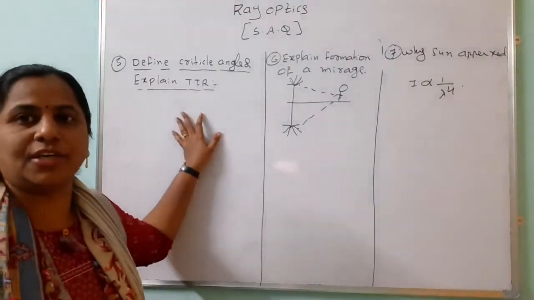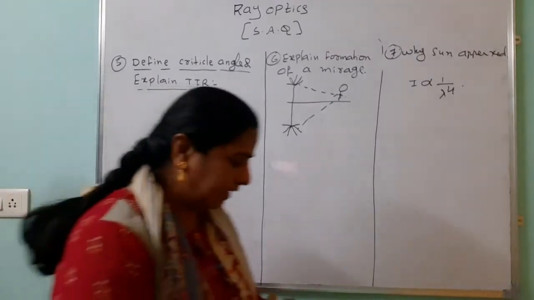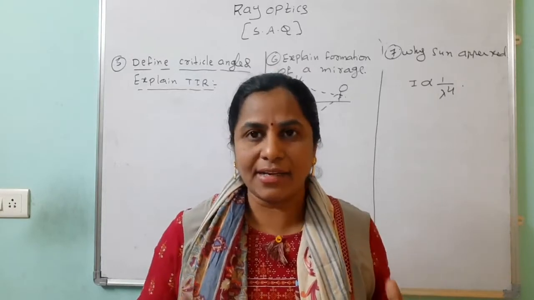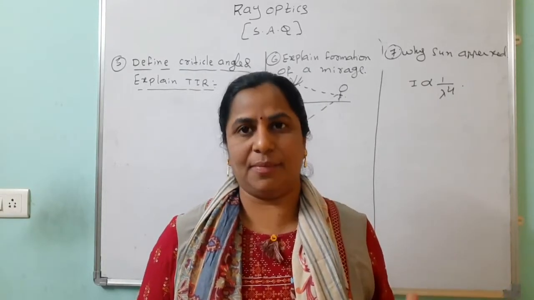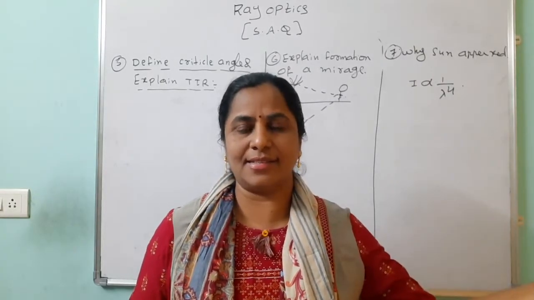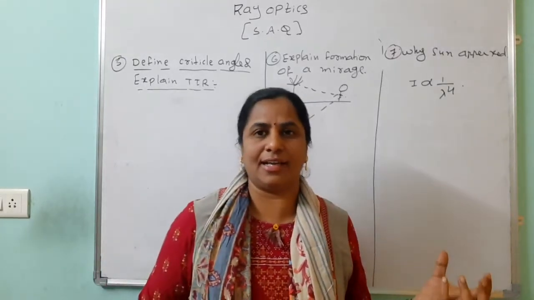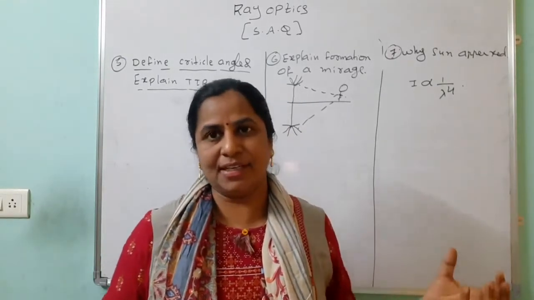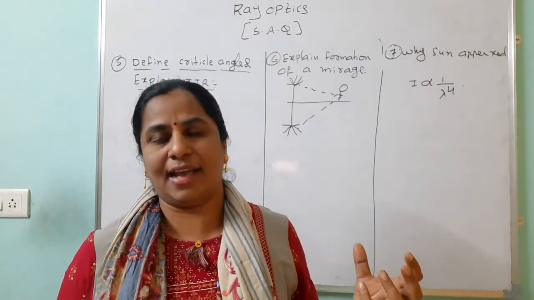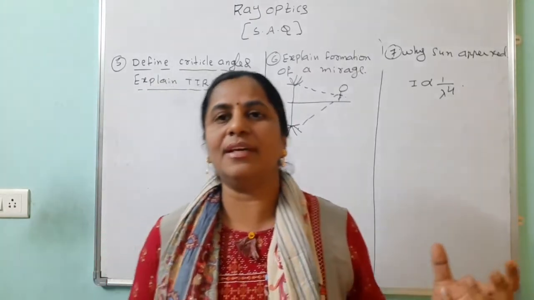Our fifth short answer question is: define critical angle and explain total internal reflection. First of all, what is the critical angle? When light travels from a denser medium to a rarer medium. Suppose we are taking air and glass. Which is the denser medium? Glass is the denser medium and air is the rarer medium. Like that, when we take water and air also, water is the denser medium and air is the rarer medium. So when defining the critical angle, we must remember that light travels from the denser medium to the rarer medium.